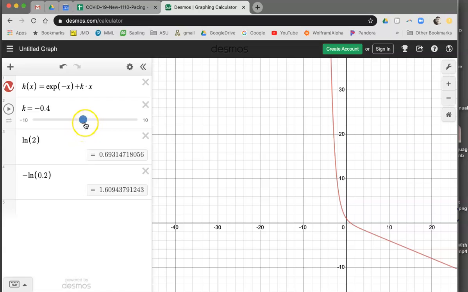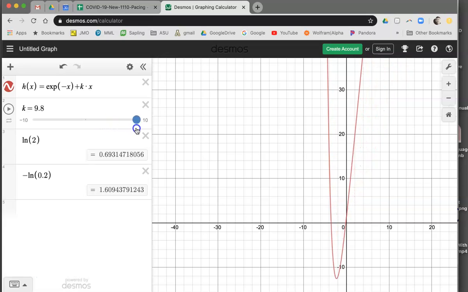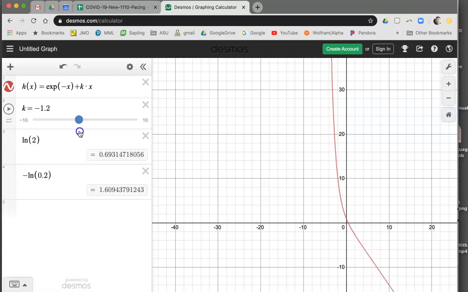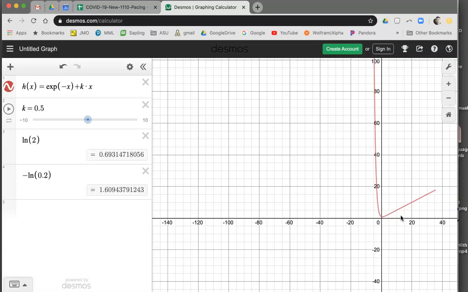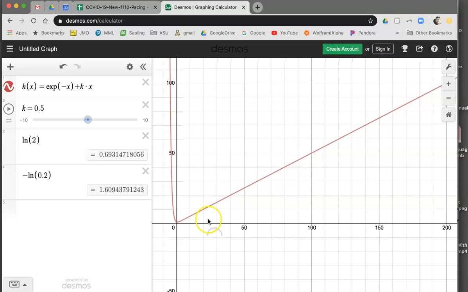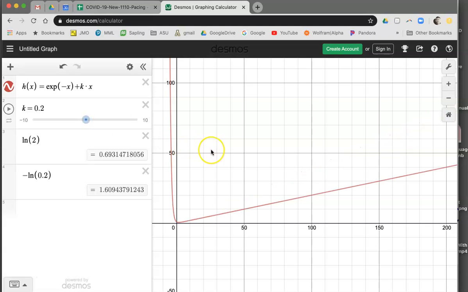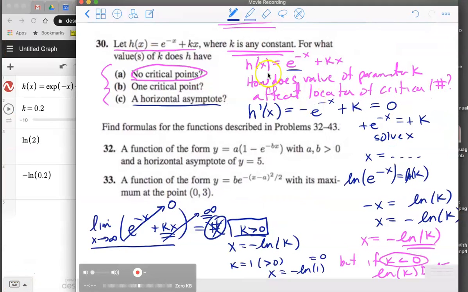And we can see that there are no horizontal asymptotes. If you look at this function for all these different values of k, there's no place where the function levels out and becomes a straight horizontal line. This function is always becoming a straight line with a slope. So that ends this video with our first problem analyzing the critical points for a function with exponentials in them. In the next video we'll look at some problems with a couple more exponential functions.